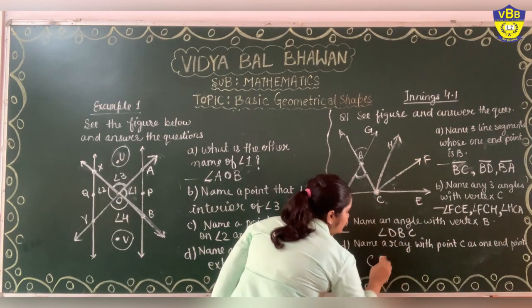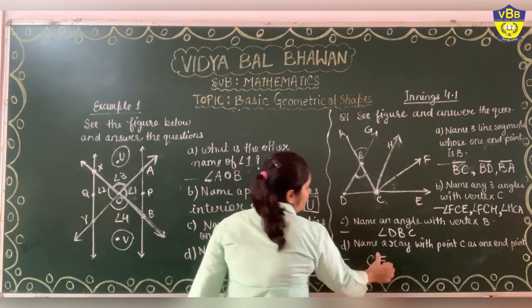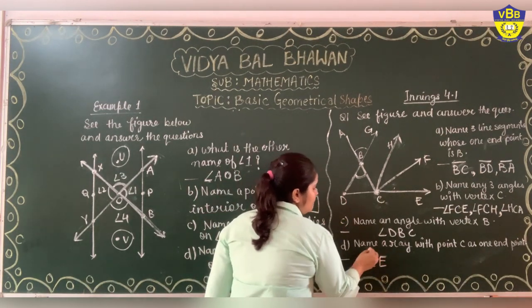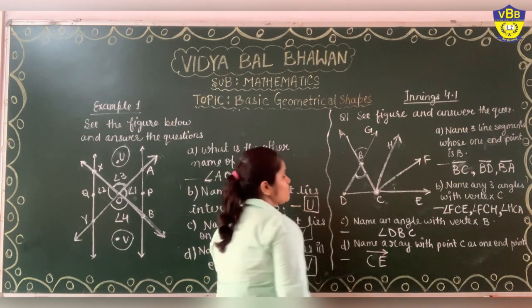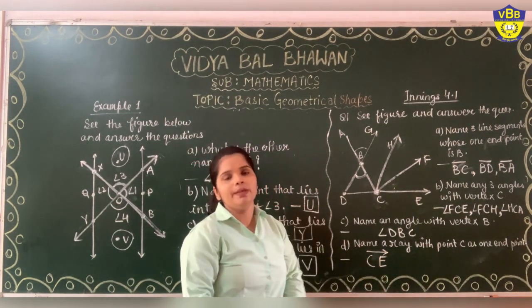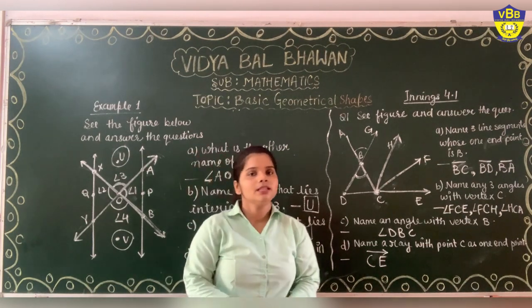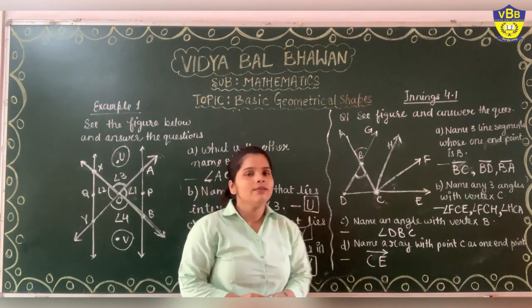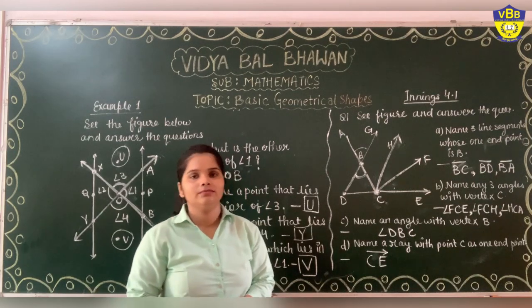I am writing CE. How to represent the symbol? The same way. On one side an arrow should be there. This is one ray with endpoint C.